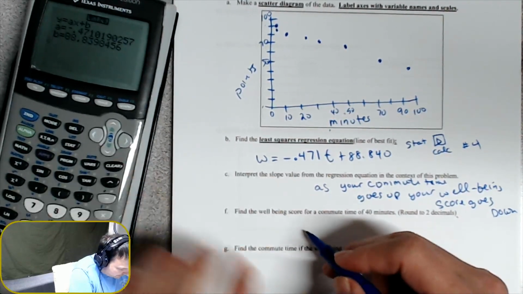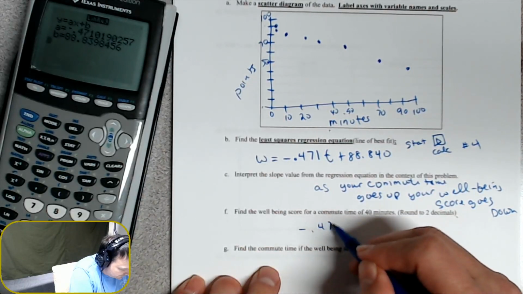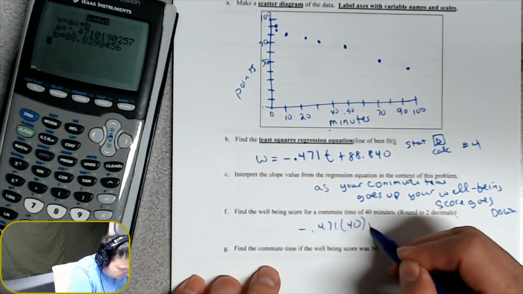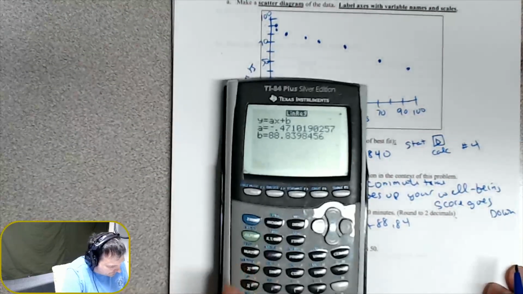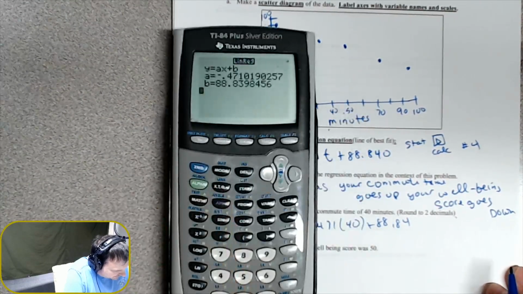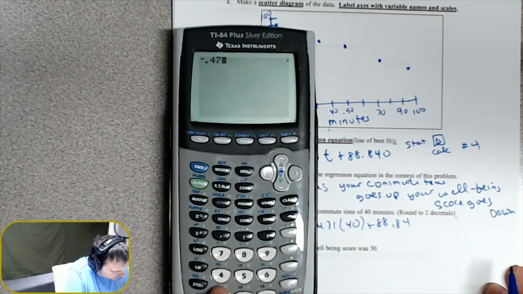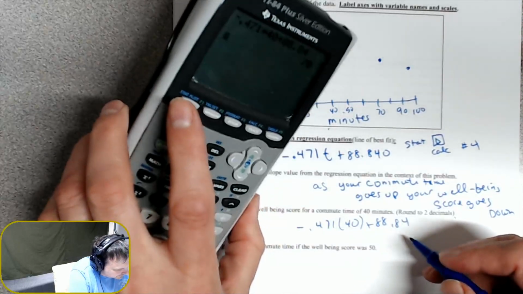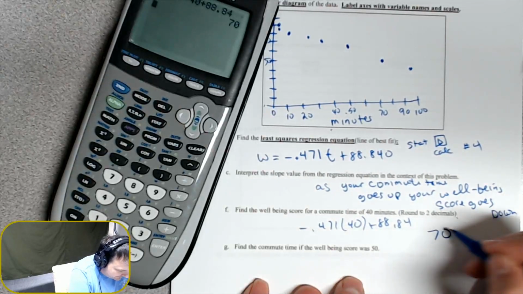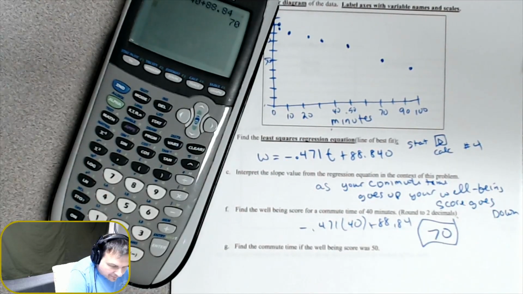So we just get our calculator: negative 0.471 times 40 plus 88.84. Okay, let's do it again. Negative 0.471 times 40 plus 88.84. And oh, look at that, pretty nice number. Did I do that right? Yeah, a really nice number: 70. My well-being score would be 70.